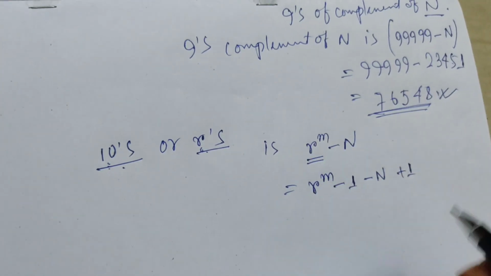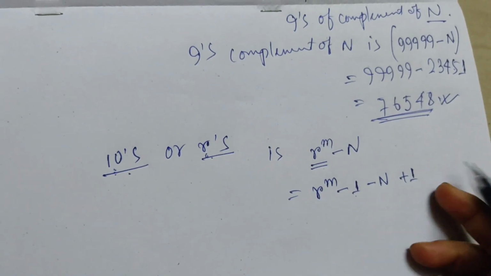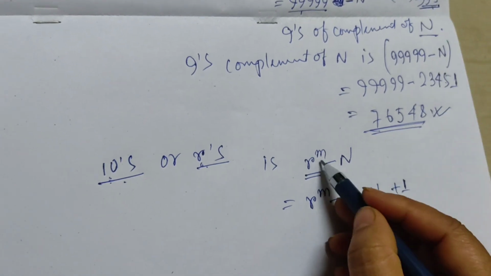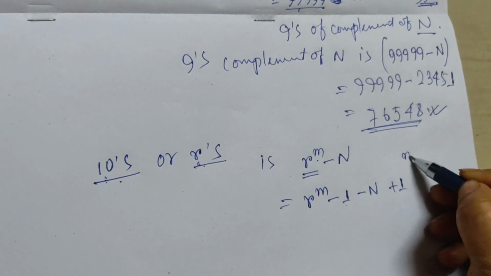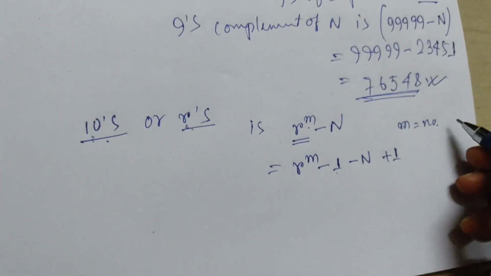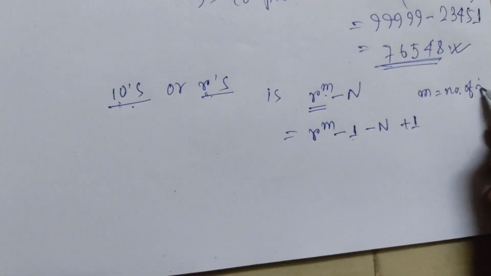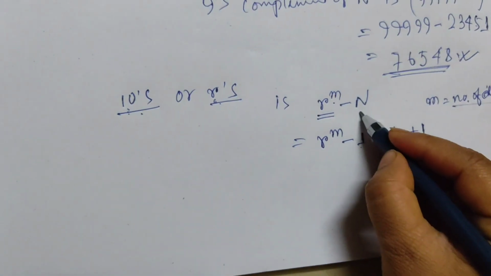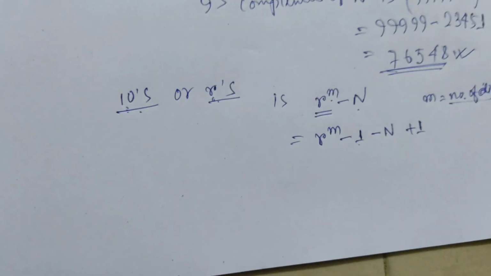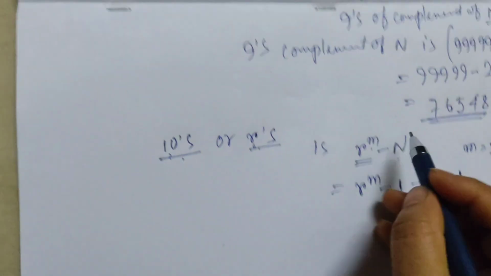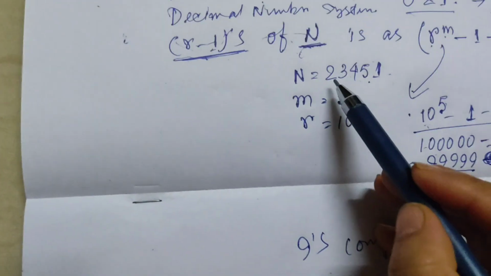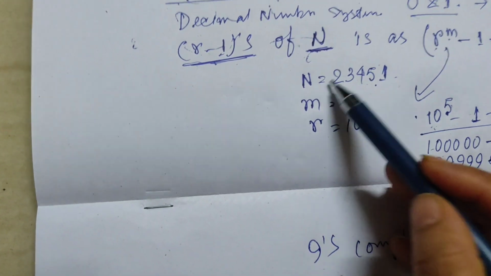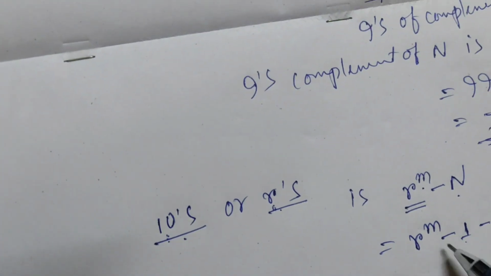These two are the same. This minus 1 plus 1 will be nullified, so the remaining is r to the power m minus n. Here m is the number of digits in n. How many digits are present in n? Here the n we are considering is 23451. How many digits are there? 1, 2, 3, 4, 5. Five digits are there.